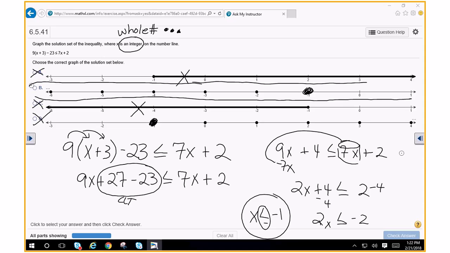Why is it dots? Because the directions say what? Integers, which means whole numbers. You can't include fractions and decimals. I told y'all that. Y'all didn't listen. I'm supposed to be the man that don't listen. Y'all are perfect. Okay? Y'all are supposed to listen.